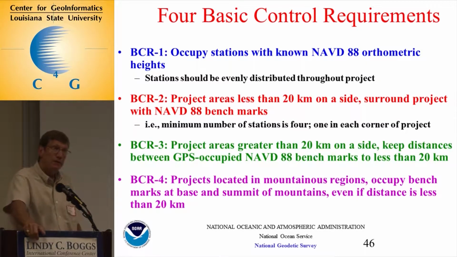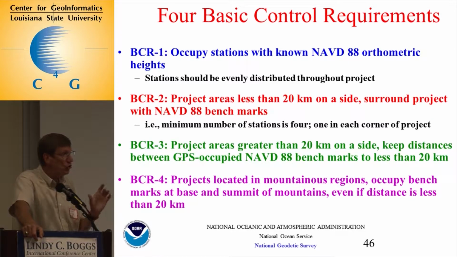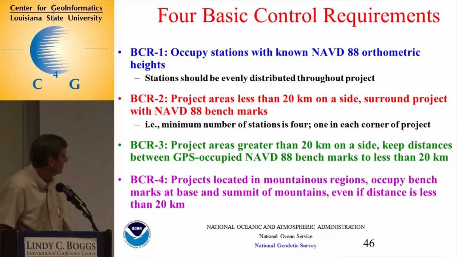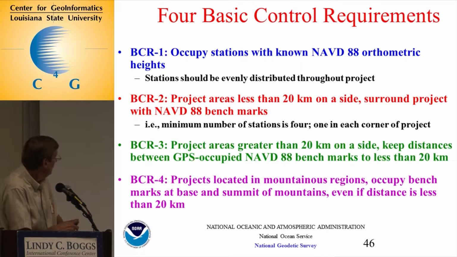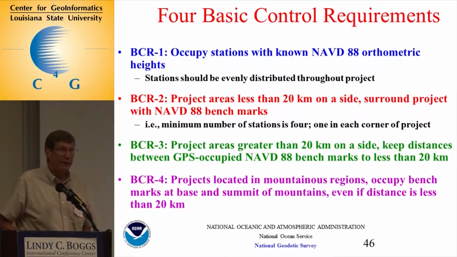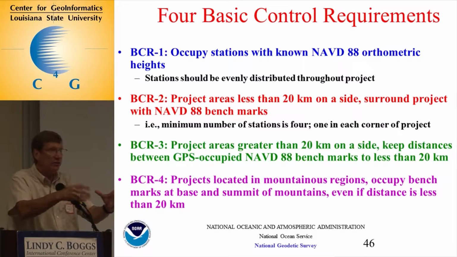Once again, Geoid 09 used 18,000 benchmarks in it. So you're closer to NAVD 88 than you ever have been. But you're still going to get differences locally. That's why you still got to occupy benchmarks locally. And if it's greater than 20 on a side, then you want to occupy something in the middle.